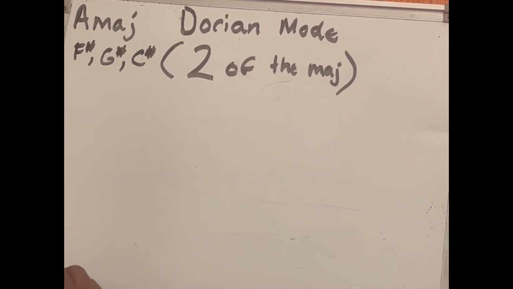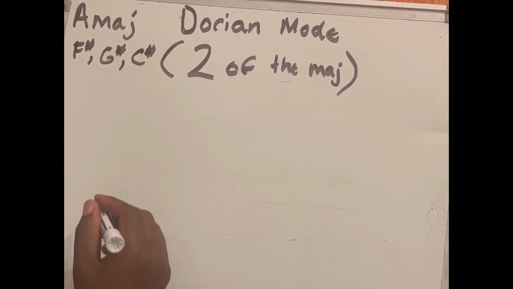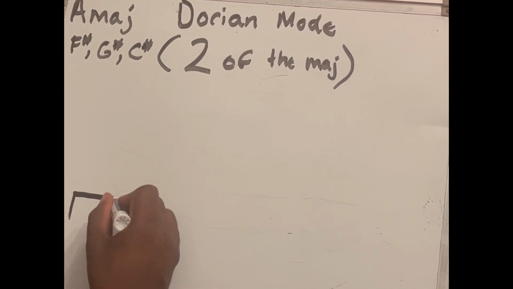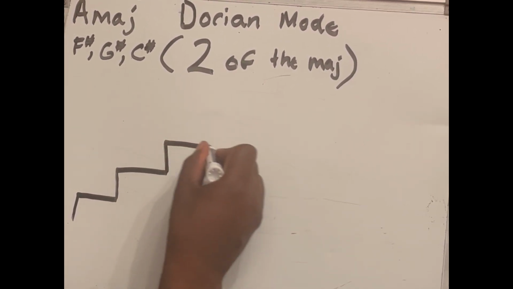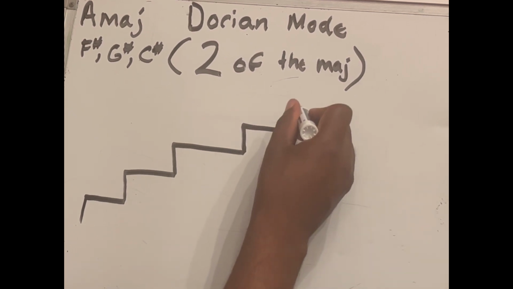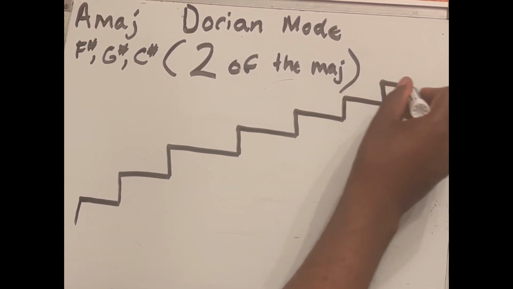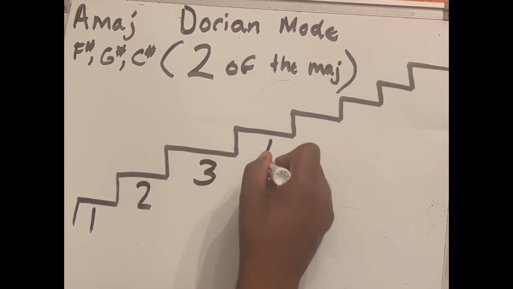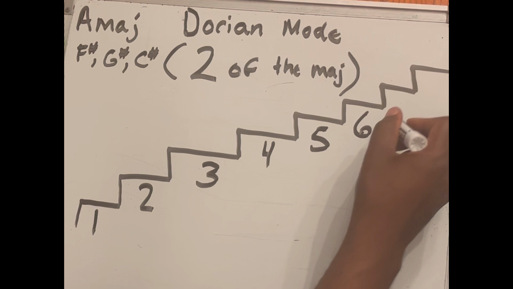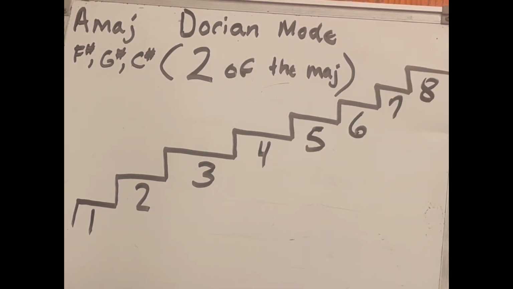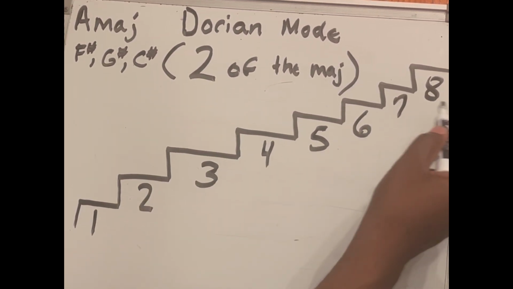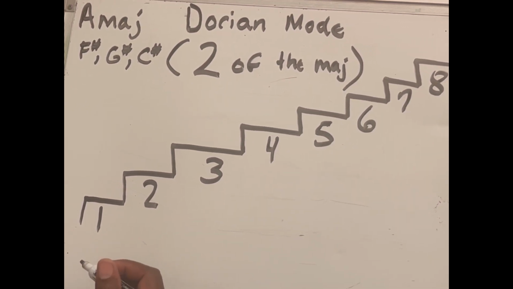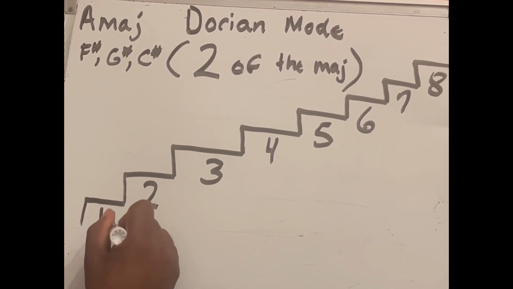Now, I'm going to show you the Dorian mode according to stair steps. So let's put 1 step here. Let's make another step there. Make another step. So that's 3, 4, 5, 6, 7, and then 8. So I'm going to go 1, 2, 3, 4, 5, 6, 7, 8. So a scale is made up of 8 steps going up. So I'm going to use lowercase for this. So we're going to put right next to the 1, B.